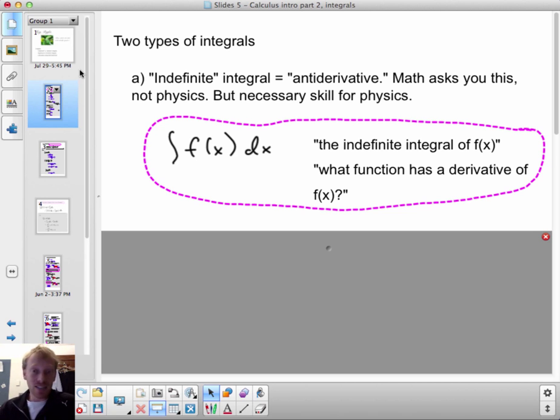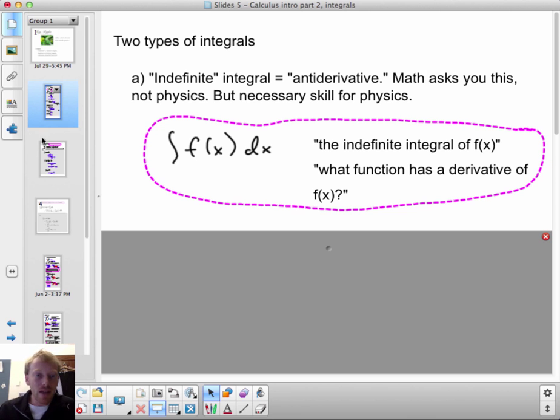An indefinite integral is the first type, and a synonym for indefinite integral is antiderivative. It's actually a concept that we need mathematically, but we don't end up solving many indefinite integral problems in physics. It's just a necessary skill for solving the second type of integral, which is called a definite integral.